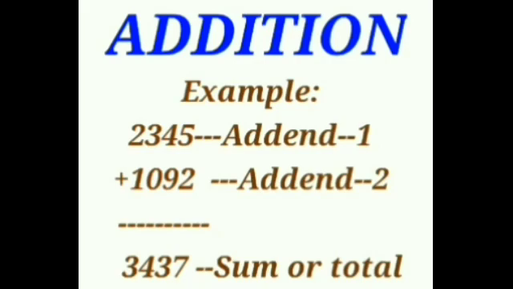See here the terminology of addition. The numbers which we are adding are called addends. Here two numbers we are adding, addend 1, addend 2. Here the answer is called sum or total. If you add more than two numbers, we can give addend 3, addend 4 and so on. This is about addition. Let us see the rules of addition.